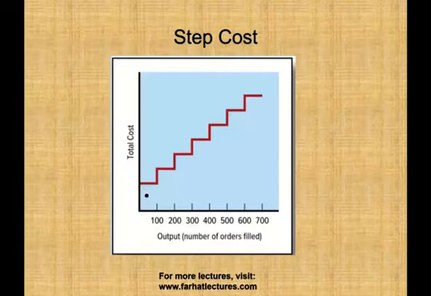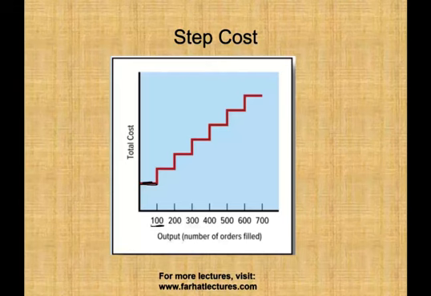And this is a graph of a step cost. I can fill up to 100 orders, for example, by paying $1,000. Now, if I want to fill one additional order, 101, I don't have the capacity. Therefore, I have to hire maybe another individual and pay them $1,000 to produce that 1 unit. Once I pay this additional 1,000, I'm up to 2,000, and then I can fill up to 200 orders. Once I need to produce more than 200, I have to hire another person, maybe pay them $1,000, and so on and so forth. So this is a step cost.